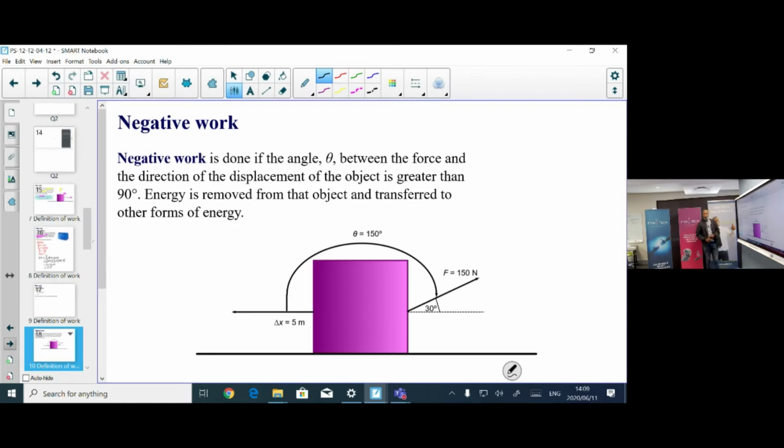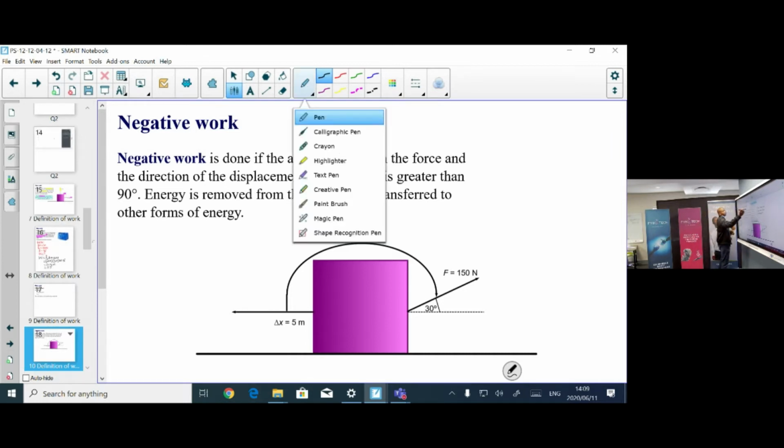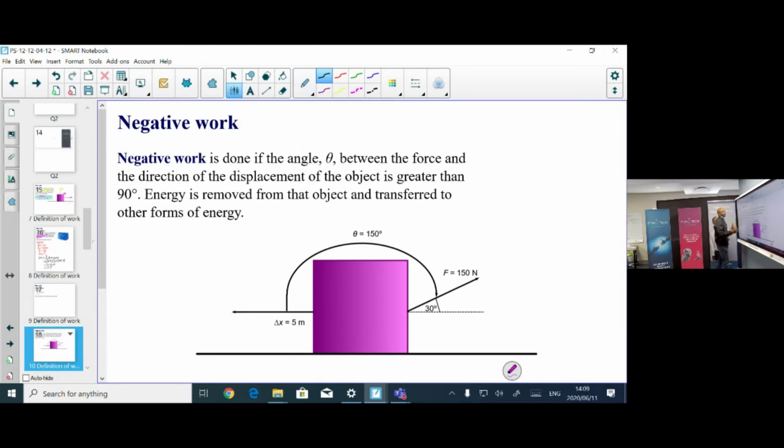We are done with the zero work. We have to look at the negative work. Even here, we're just going to look at the angle. Angle is the one that is going to tell us whether it's negative, positive, or zero. As we explore here, I just want to highlight some of the key points that we're supposed to bear in mind.